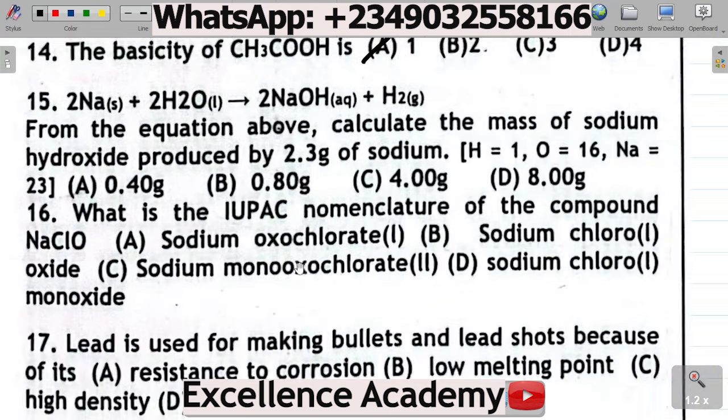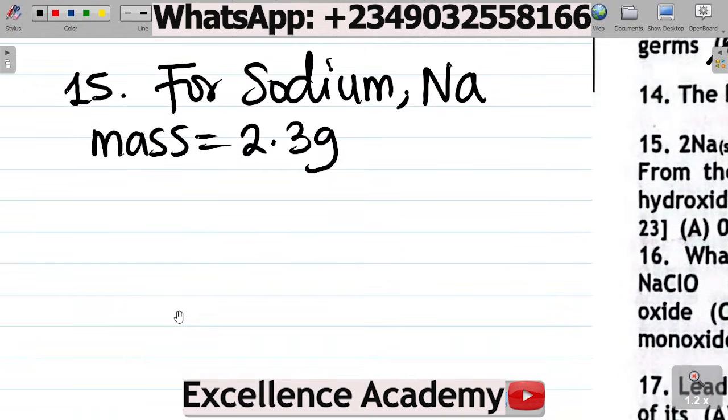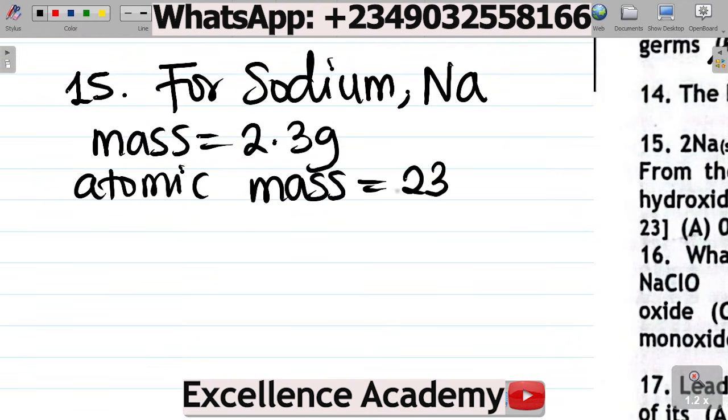Also for the same sodium, you're giving the atomic mass of sodium as 23. The atomic mass, you're giving this value as 23. Let's get the number of moles here. What is the number of moles in 2.3 gram of sodium?